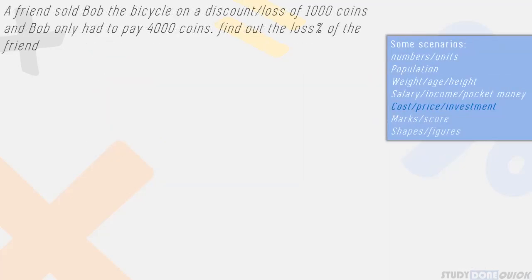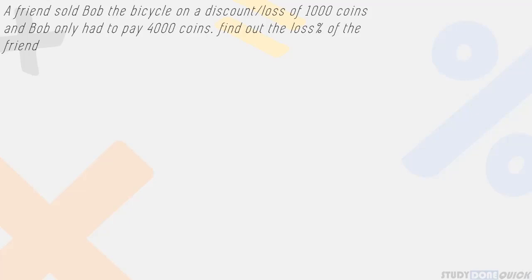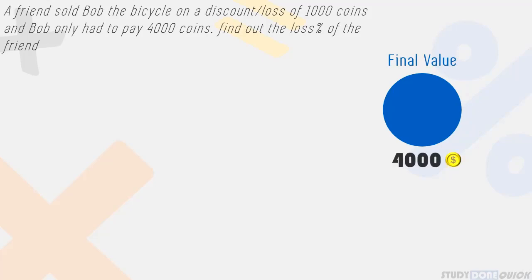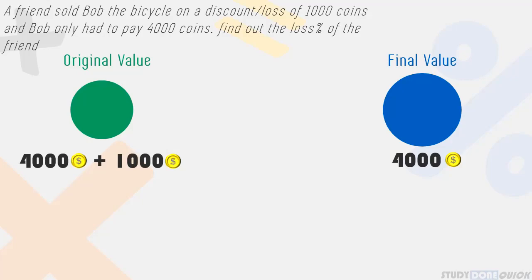His friend sold him a bicycle at a discount of 1,000 coins, and Bob only had to pay 4,000 coins. And now we have to find the loss percent of the friend. So that means Bob has to finally pay only 4,000 coins. So that's our final value. But if we read the question carefully, which we always should, we'll find that the friend took a 1,000 coin loss. That means the original value of the bicycle was 4,000 coins plus 1,000 coin loss, that is 5,000 coins.